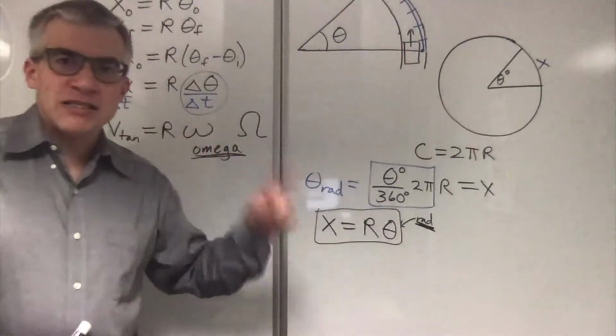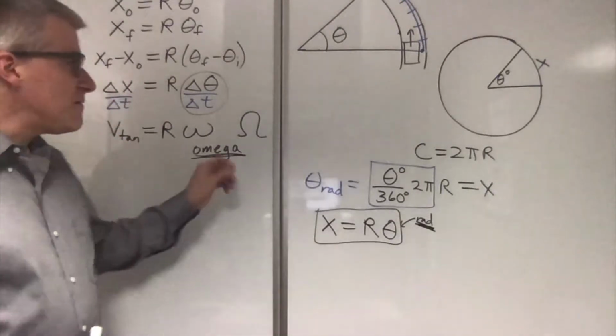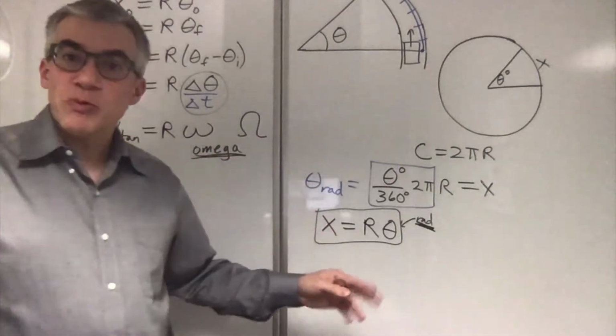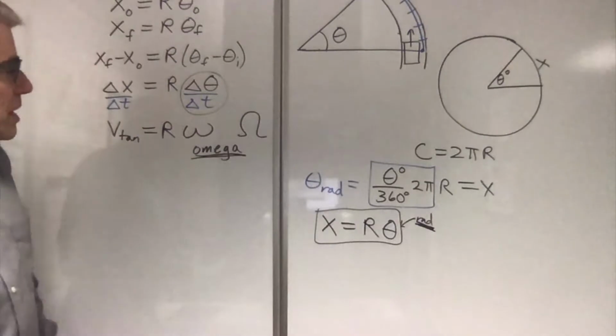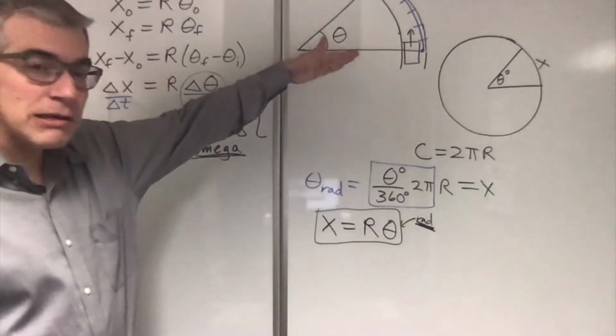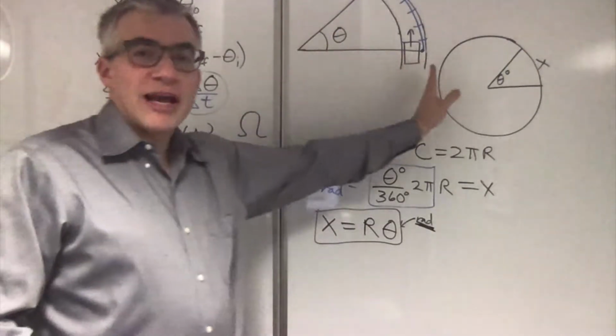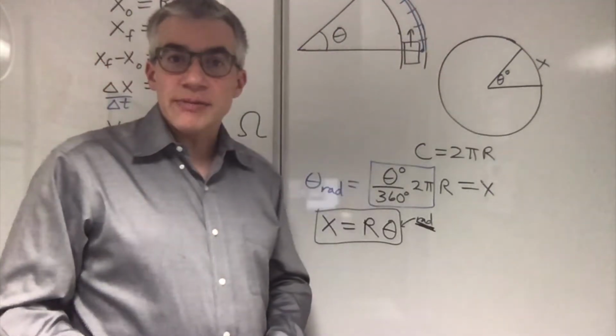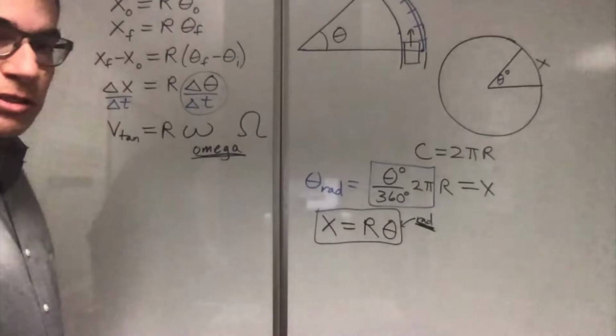Depending on how fast an object is spinning, you can tell how fast a point on the rim of the wheel, say, was moving. And if you have a car driving around a curve, you could figure out how quickly the angle is changing based on how fast the car is moving. They're proportional with radius r.